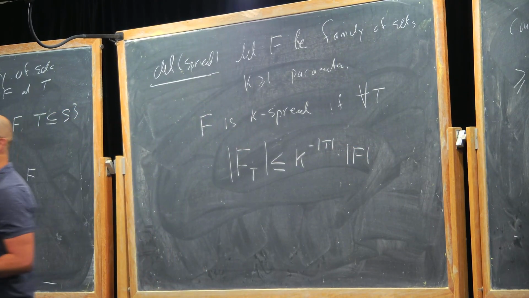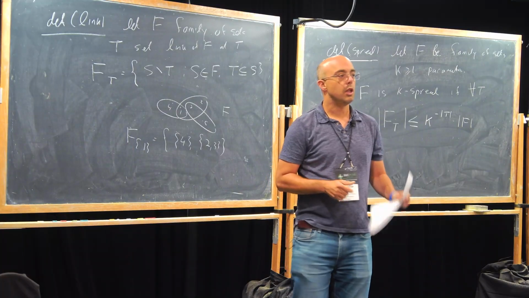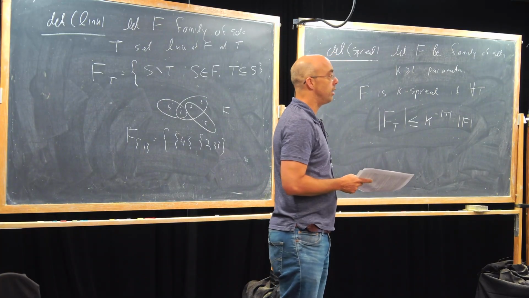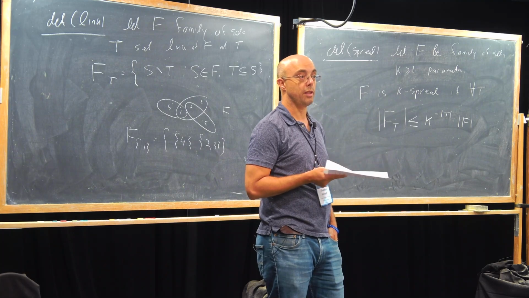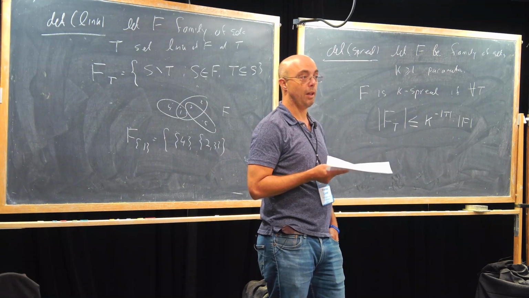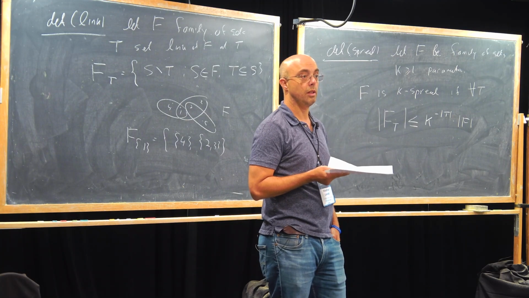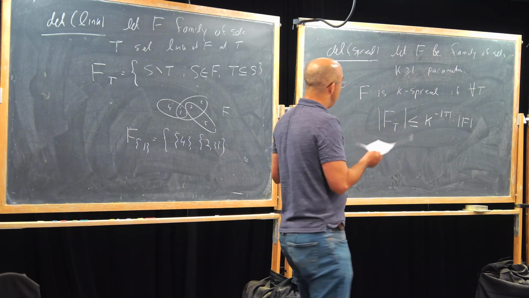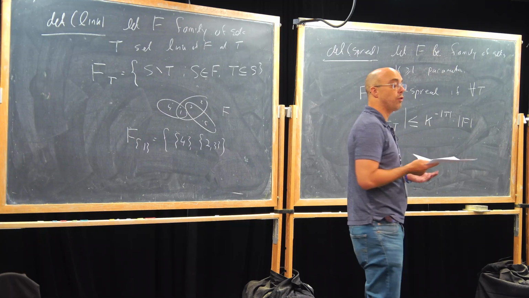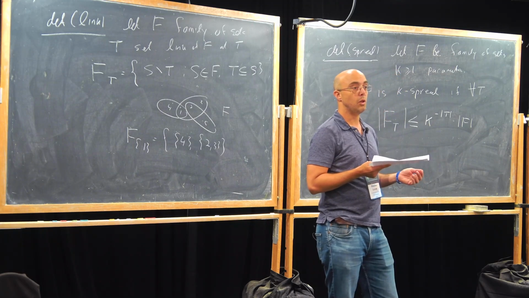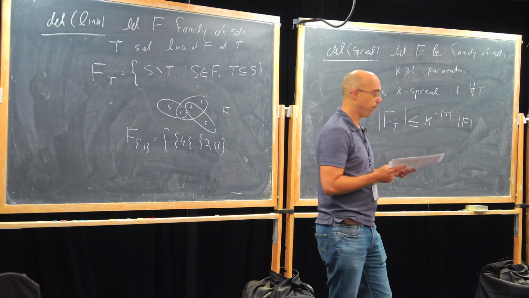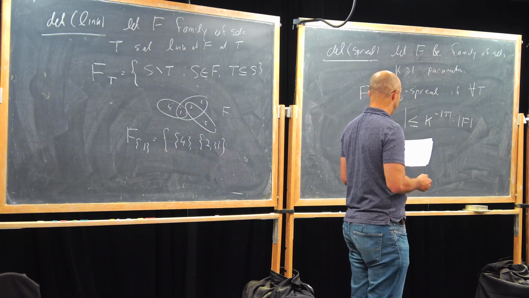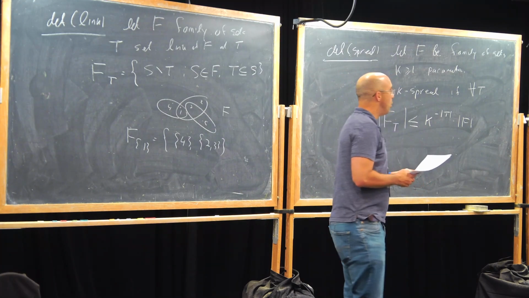Good. So let's look at this definition for a second. What does it mean that it is K-spread? It means that every element is in at most a 1 over K fraction of sets. And every pair of elements is in at most 1 over K squared, and every triple is 1 over K cubed, and so on. So this gives us a much stronger notion of pseudo-randomness compared to just having a single element not being very popular. Okay? And really, what's going to be the main idea?